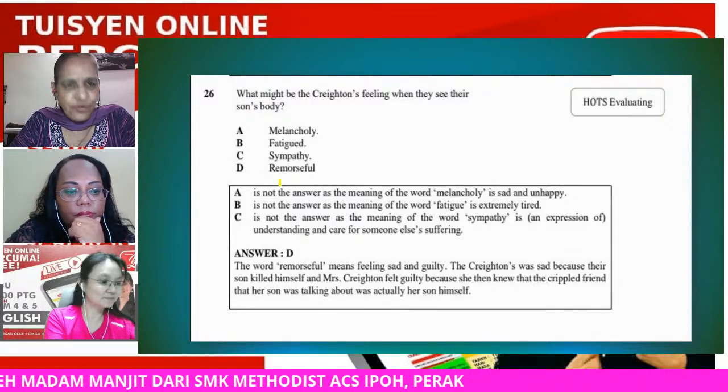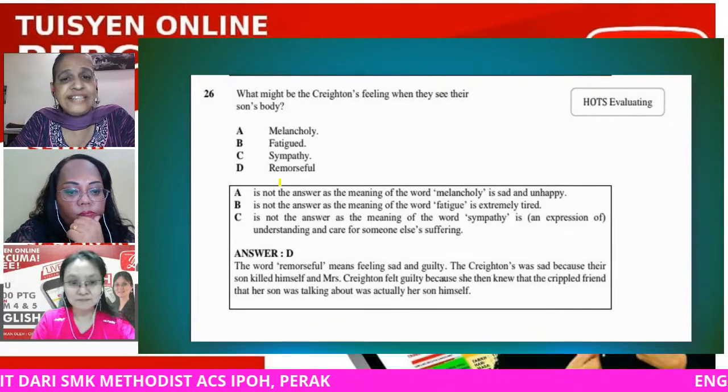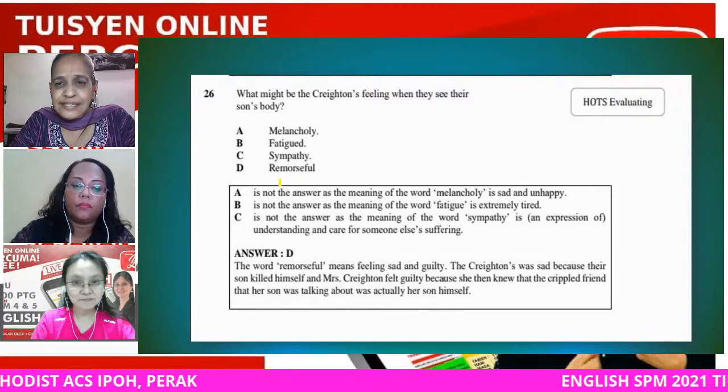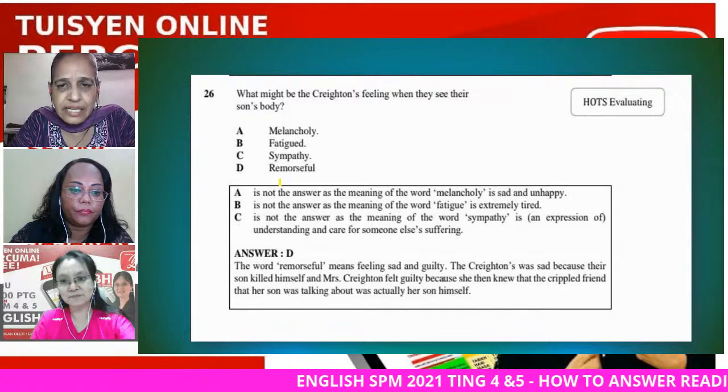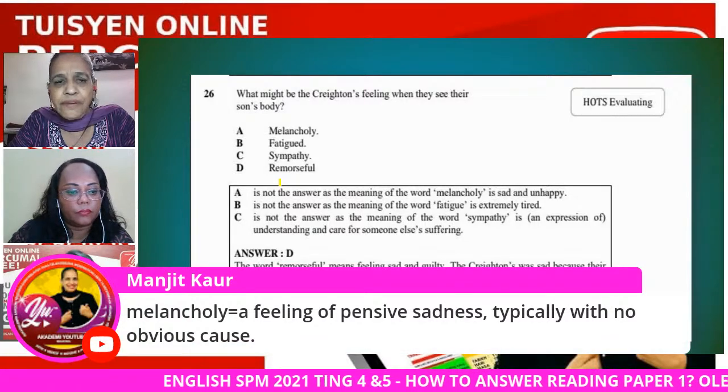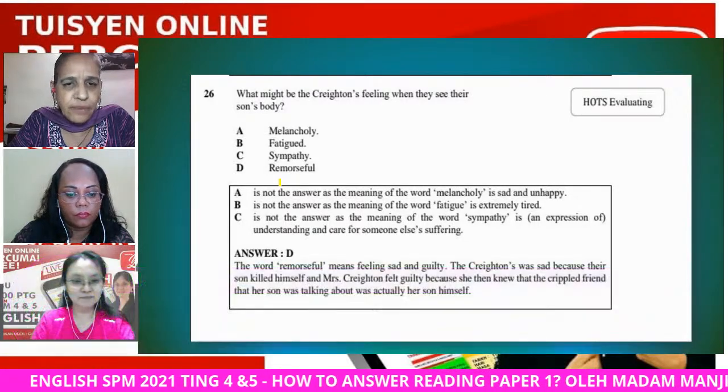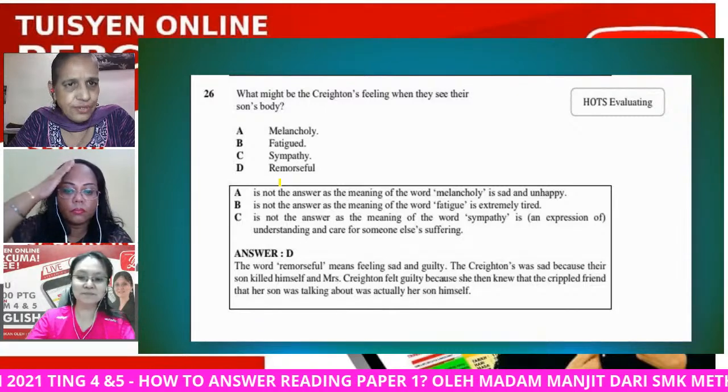Okay, 6:04. The word remorseful means feeling sad and guilty. The Clintons were sad because their son killed himself, and Mrs. Clinton felt guilty because she then knew that the crippled friend that her son was talking about was actually her son himself. So they felt it.